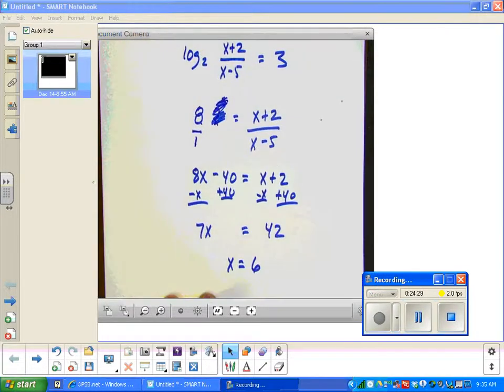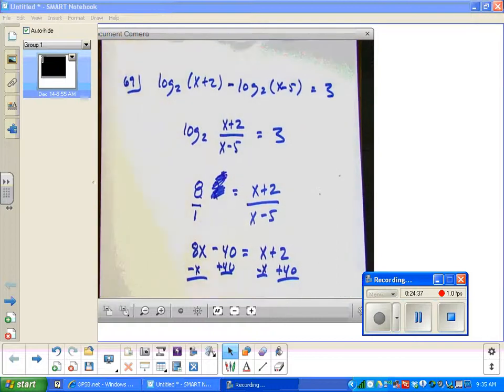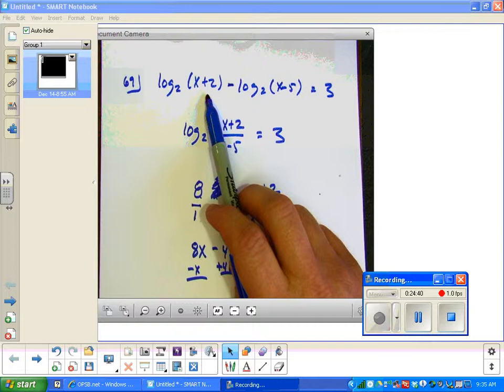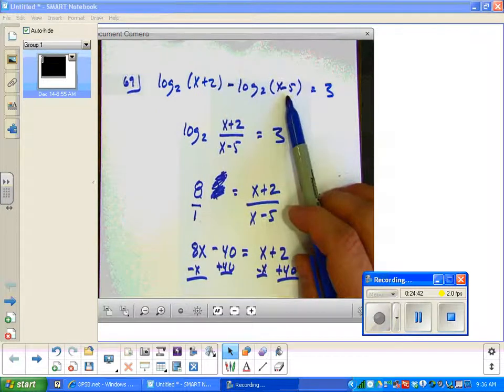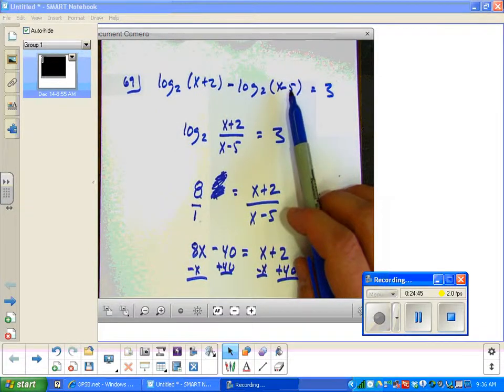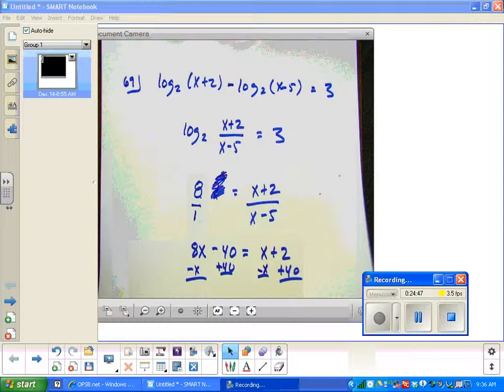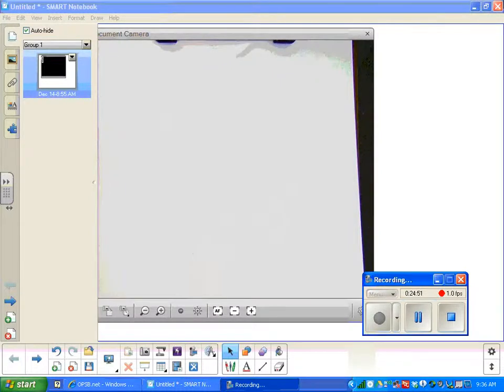Not always. You can still have extraneous solutions with these. Let's check and see if 6 is okay. If x was 6, this would be 8, which would be okay. This one would be 1, so it would be okay. So that was that first strategy: you can use properties to help you put two logarithms together.